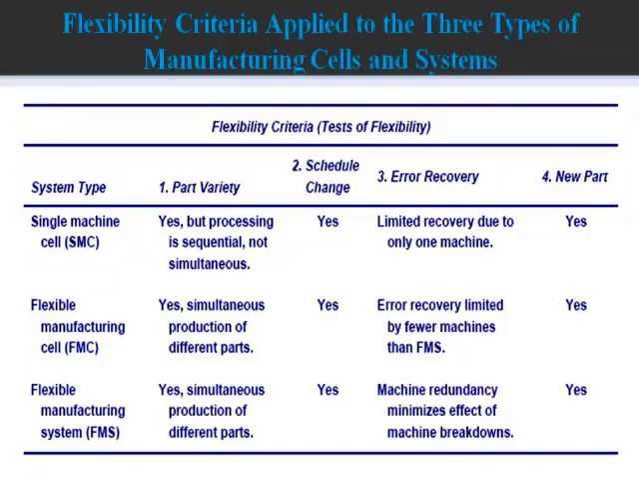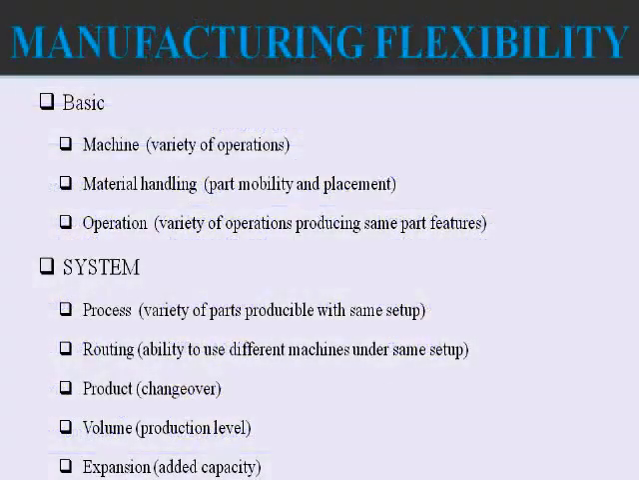Coming to the flexible manufacturing system, simultaneous production of different parts is possible, and schedule changes are possible. Machine redundancy minimizes the effect of machine breakdown, thus production is more, and the capability of producing new parts is very high.